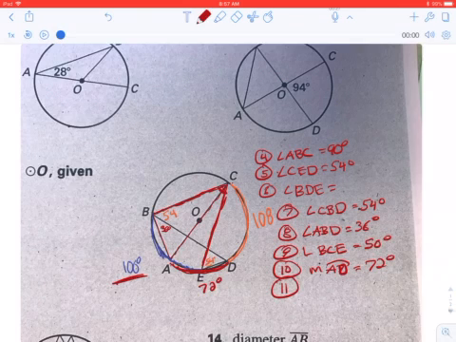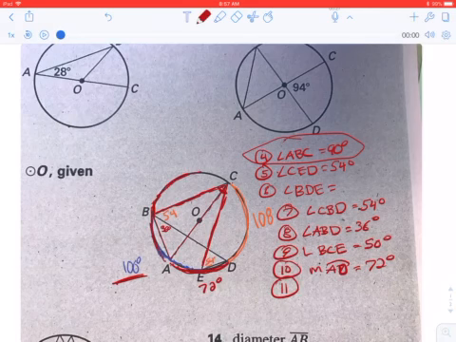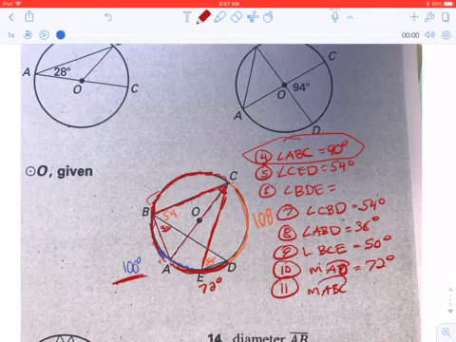And problem 11, the measure of arc ABC. So in number 4, we did angle ABC. Arc ABC would go like this, which is a semicircle, which is 180 degrees. So the measure of arc ABC is 180 degrees.